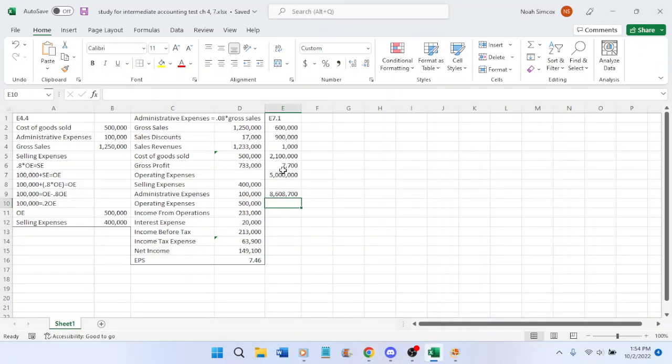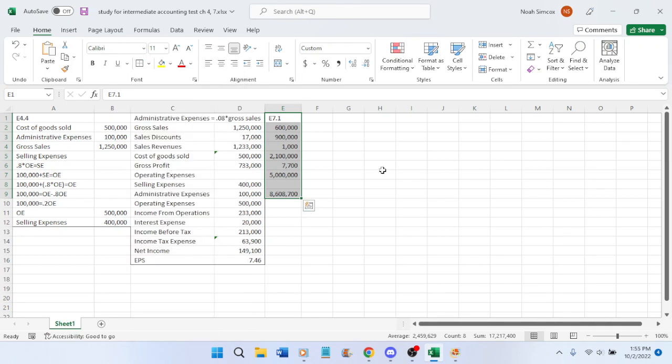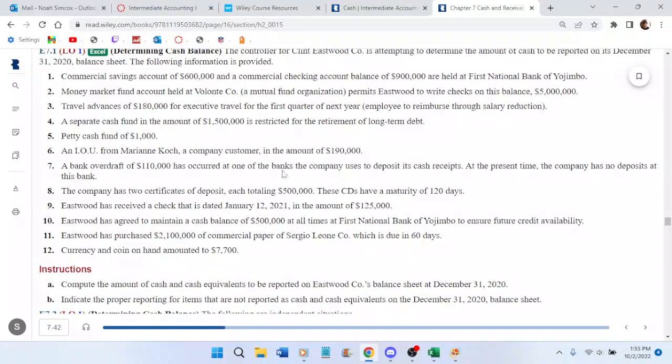Are we going to have to indicate the proper reporting? Well, that's what that chart or table is for. So that. Problem 7.2. Nope. Problem 7.1 apparently. Well, problem 7.1.